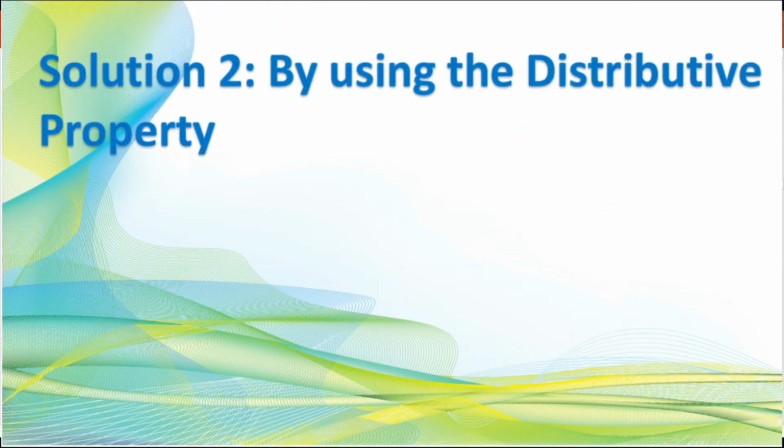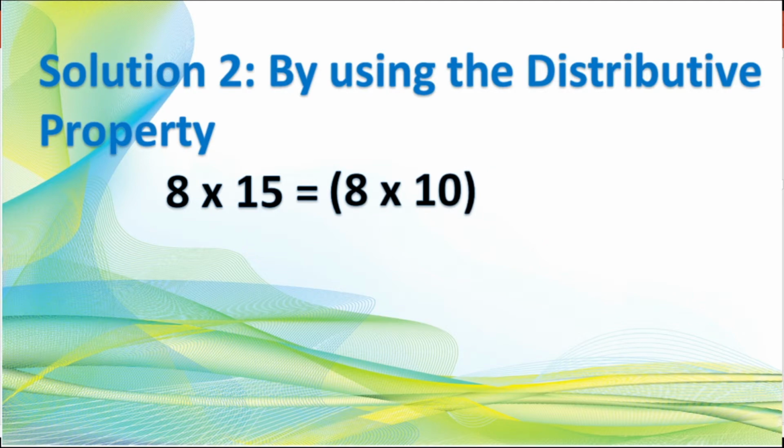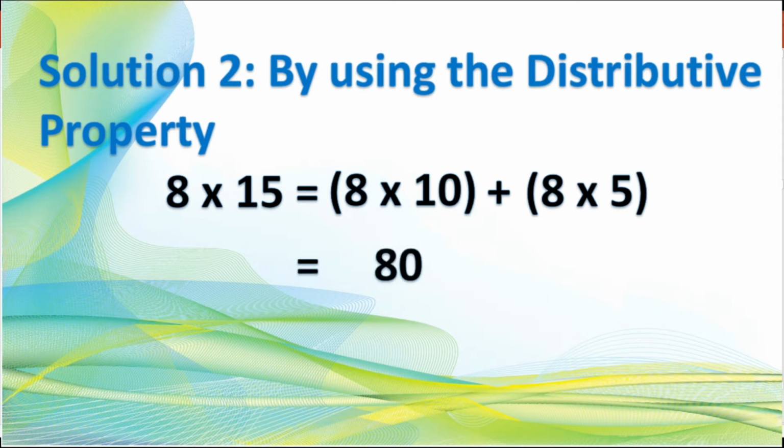Solution 2, by using the distributive property. 8 times 15 is also equal to 8 times 10 plus 8 times 5. 8 times 10 is equal to 80. Plus 8 times 5 is equal to 40. 80 plus 40 is equal to 120.